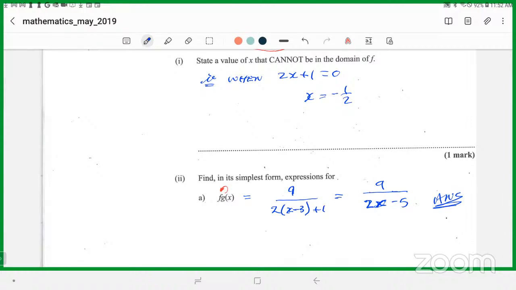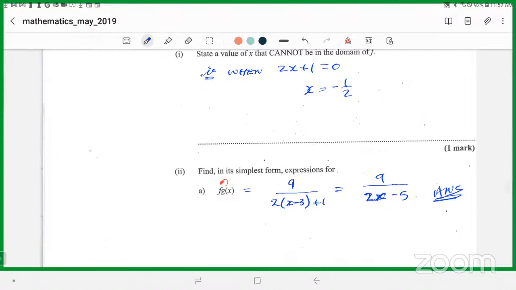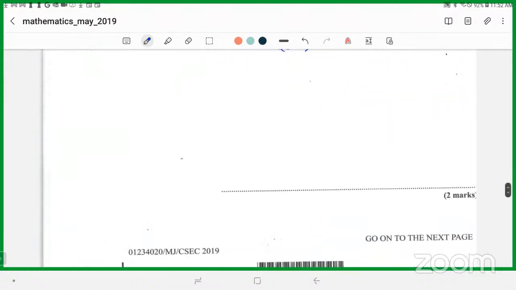Very good at that? Yes, sir. All right. Moving right along.